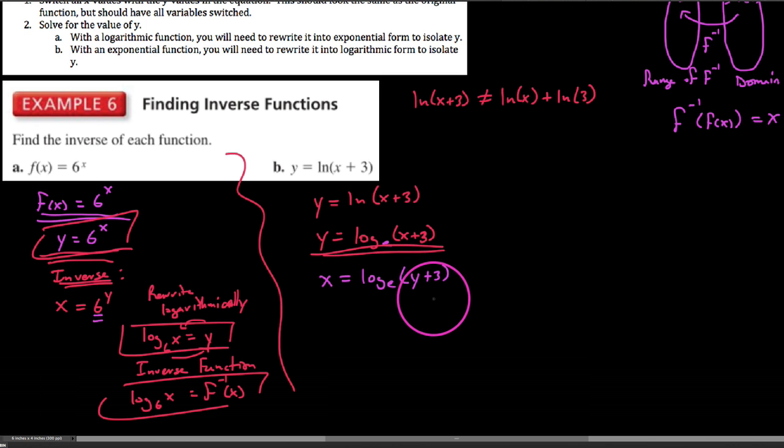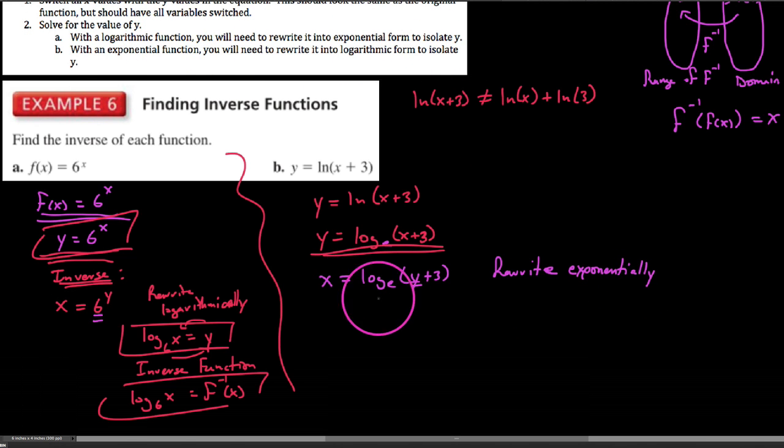Now the hard part about this, or at least it seems hard at first, is that we need to get y by itself here. And so what you're always going to do is this. We're going to rewrite. This is where I had intended to write the word rewrite, but we'd say rewrite exponentially. That is to say, if it's in logarithmic form, that's what I write up here. If a logarithmic function, then you'll need to rewrite it exponentially to isolate y.